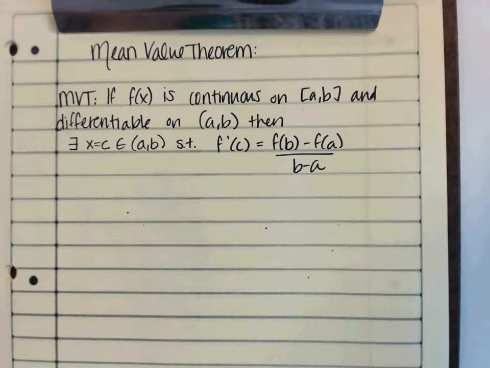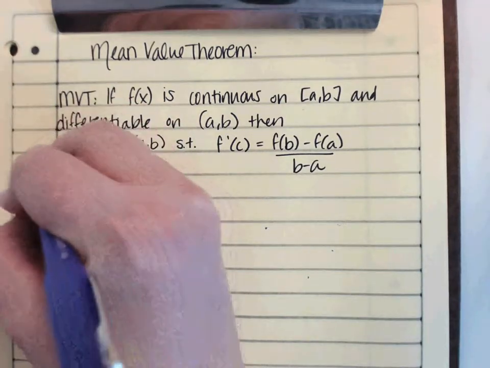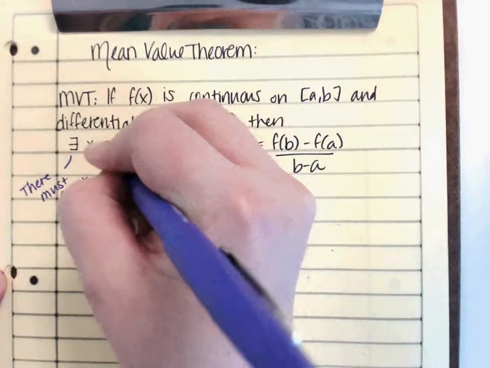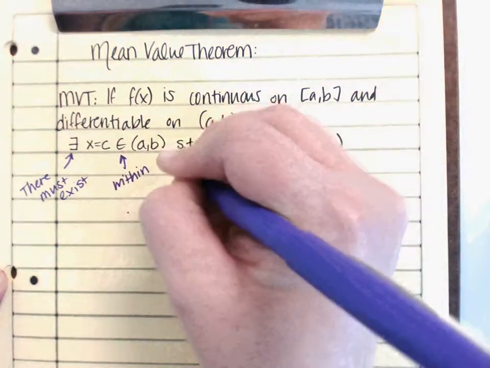Okay, for these guys here, do we need to write what the symbols mean? Have y'all seen those before? Oh, yeah. Okay, this means there must exist, and then that's a within, and then that's a such that.